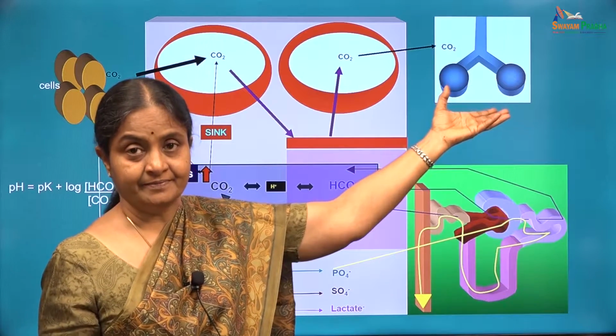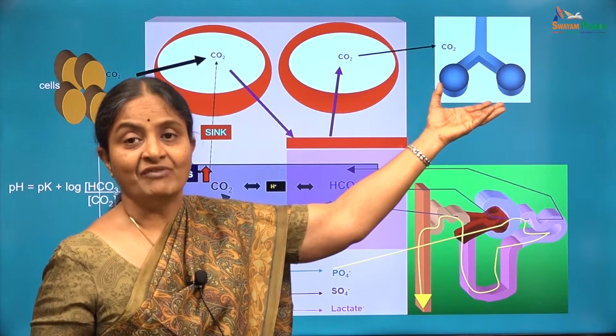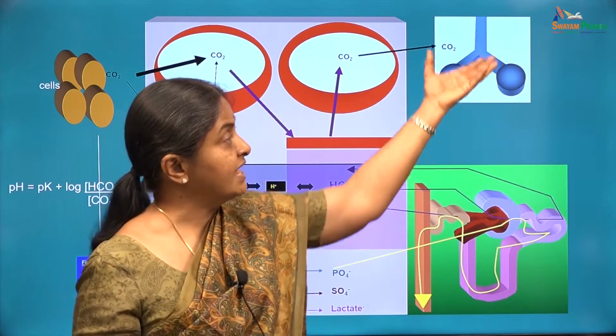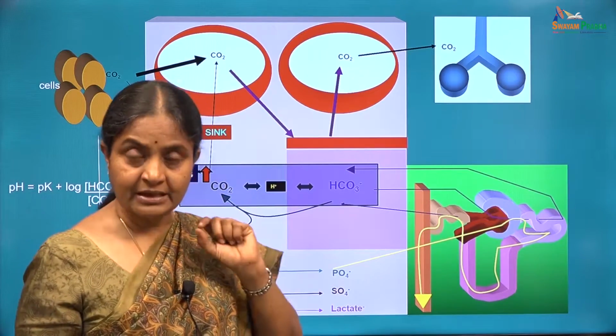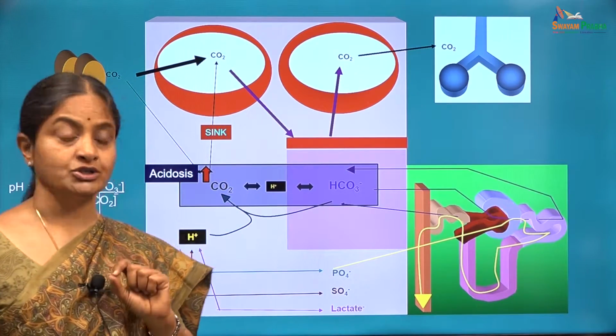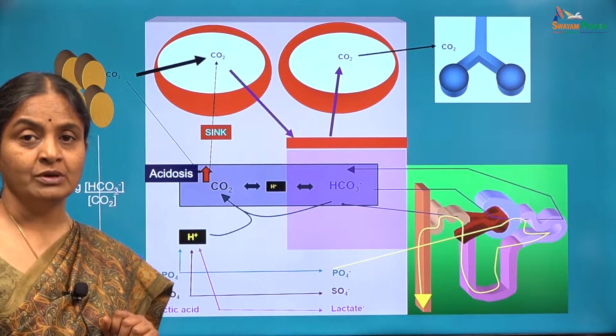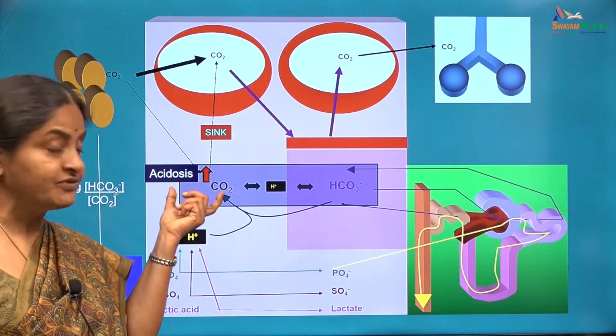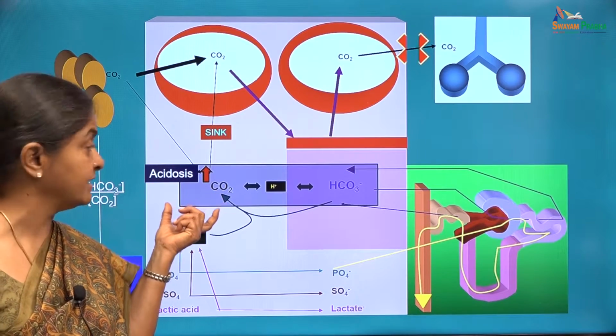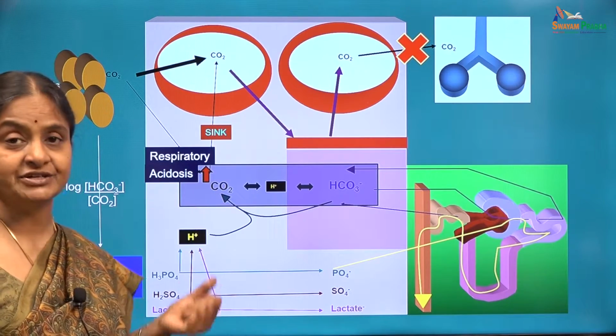Ventilatory failure, hypoventilation or inadequate ventilation is the one and only cause of increase in plasma carbon dioxide. Therefore, acidosis resulting from an increase in plasma carbon dioxide is termed respiratory acidosis.